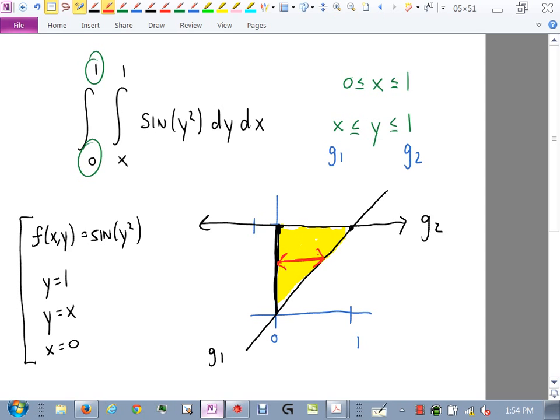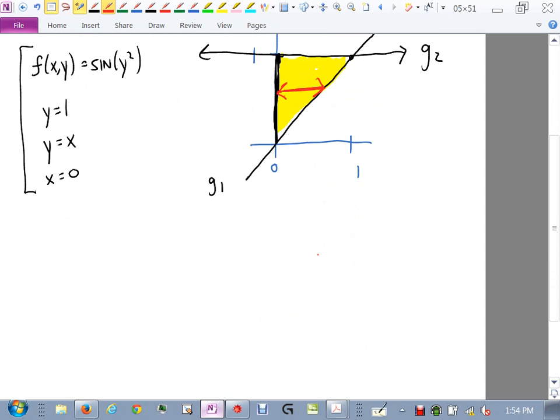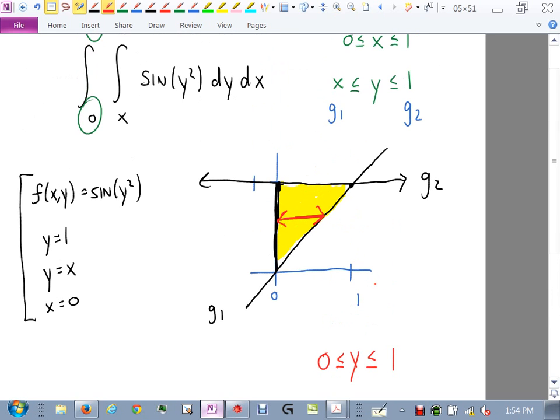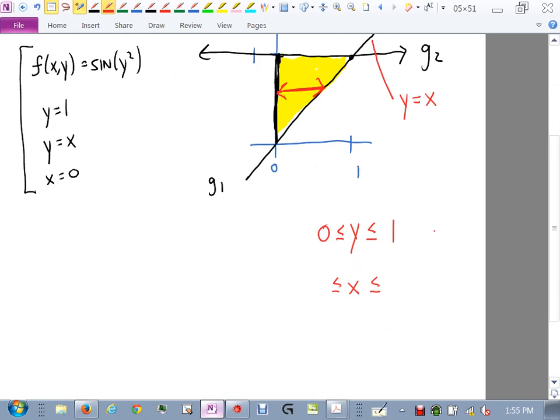So let's try and change it up into a type 2. My y would be bounded between what? 0 and 1. And my x value would be between, so what you have to do is take this line right here, which was y equals x, right? And you have to solve it for x, but it's already solved for x. So I would say that my x is between 0 and y. Does everyone agree with that?